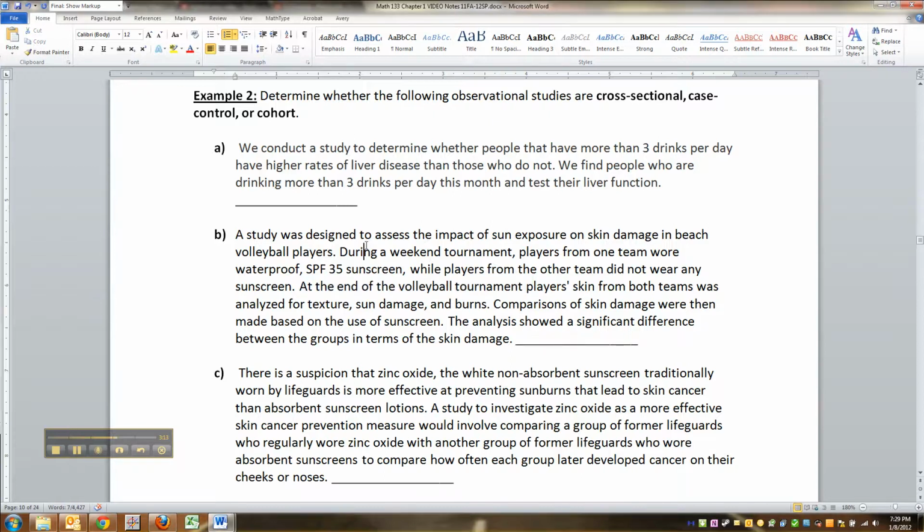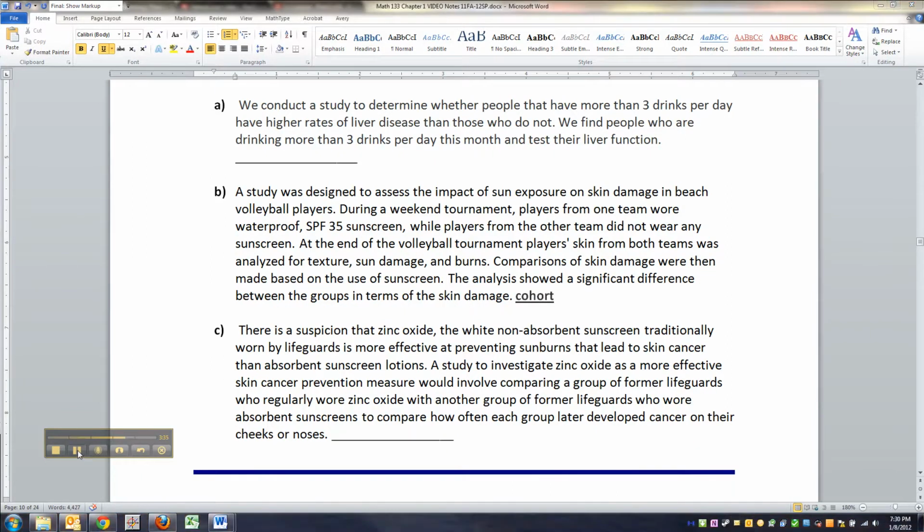So I know what you're thinking. You're thinking, well, hey, if they said one team gets to wear sunscreen, the other team doesn't, isn't that an experiment? No, it's not, because they weren't randomly selecting. Right? So they grab a group and then they follow that group through. So this is cohort, right? They're grabbing a group, each team, and they're following them through the weekend and seeing what happens. Okay, that's a cohort. Now what about C?